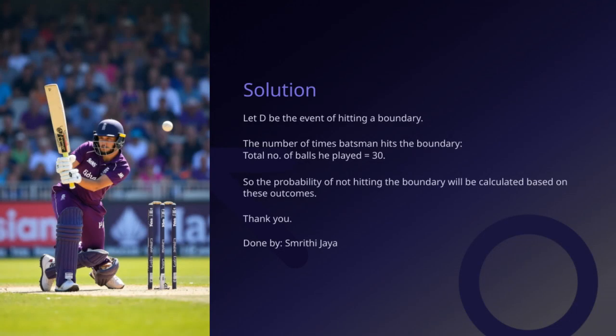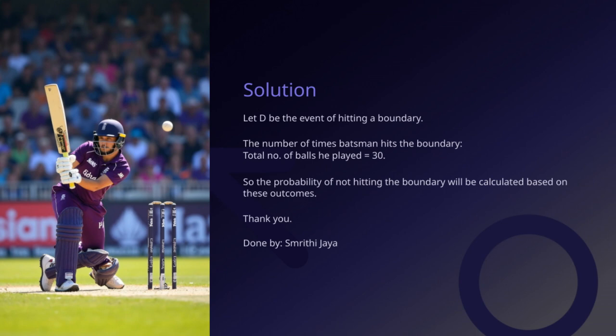So, to find the probability that the batsman does not hit the boundary, we'll base our calculations on the outcomes we've discussed earlier. Specifically, we'll look at how many times he hits the boundary versus the total number of balls he played. In this case, the total number of balls faced is 30. Let's define D as the event of hitting a boundary. From here, we can analyze the data to determine the likelihood of that event occurring or not occurring. This helps us understand the overall batting performance and the chances of avoiding boundaries in future deliveries.